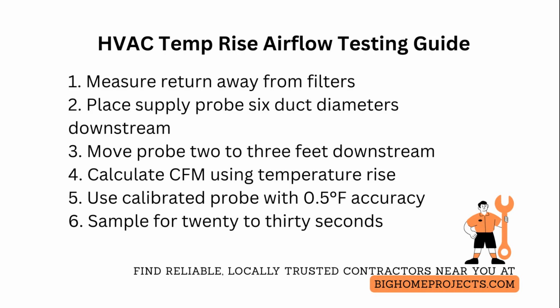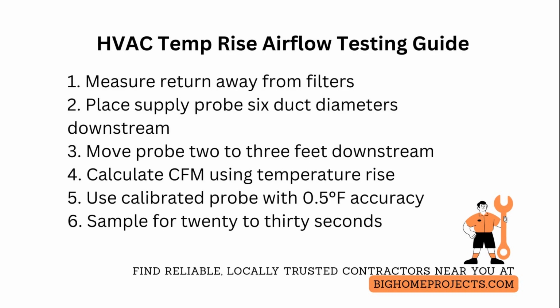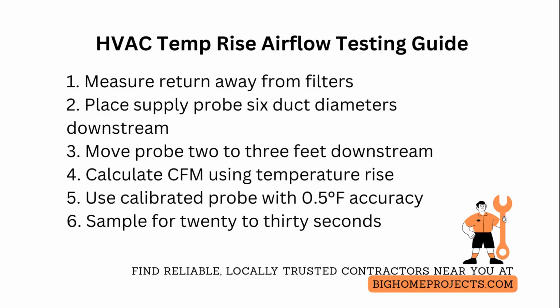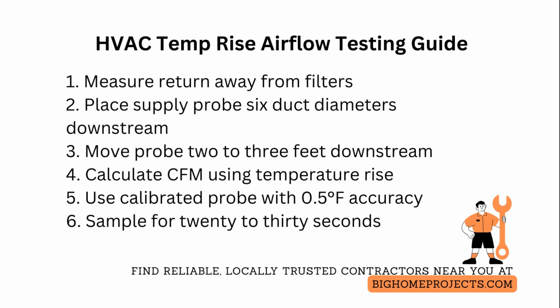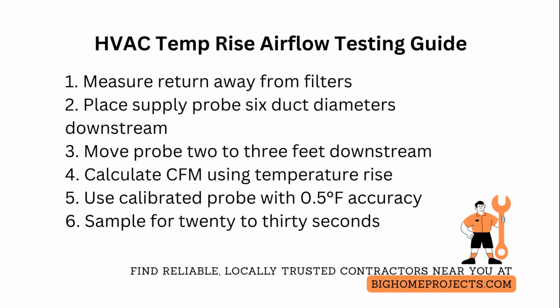And for systems with electric heat strips, you must move the supply probe at least 2 to 3 feet downstream of the heat strip to avoid radiant bias. Calculate temperature rise as supply temperature minus return temperature, and then compute cubic feet per minute using CFM equals heating output divided by 120 for Fahrenheit degree-based constant times the measured temperature rise when using British thermal unit per hour inputs, making sure the heater capacity used is the delivered sensible heat, not nameplate gross capacity.